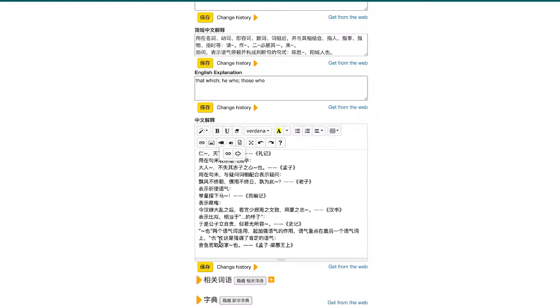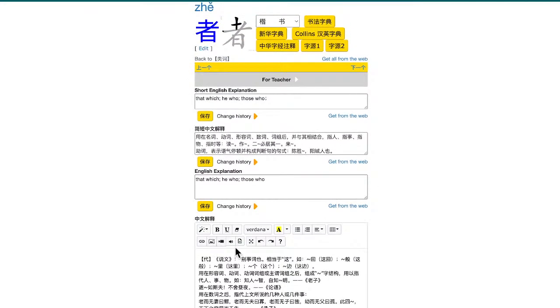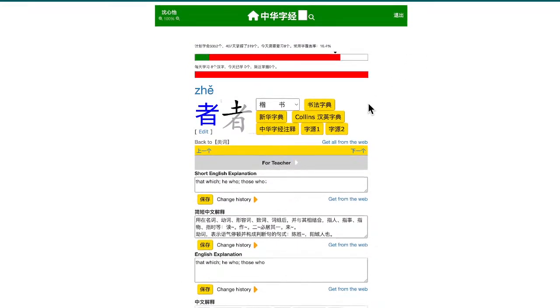So this is 者, which means like "that." To learn this, you basically have to see a lot of examples with this character in sentences, and then try to figure out what the sentence means. With enough repetition, and seeing those examples, you will know exactly what they mean. Okay, so this is 者.